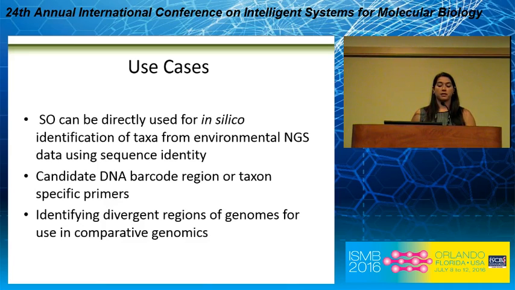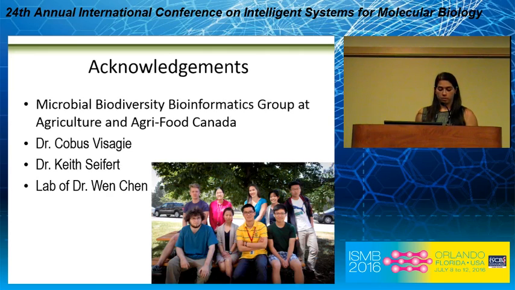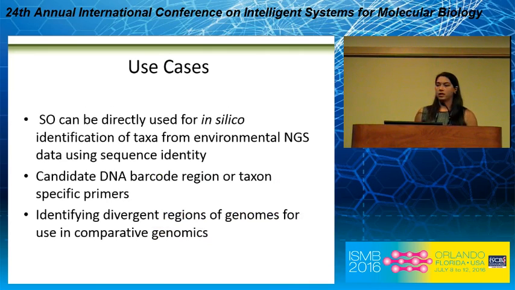We've also been able to detect candidate DNA barcode regions for taxon groups and assist with taxon-specific primer and probe generation for diagnostic assays. Most recently, we've been approached about using AODP to identify divergent regions of the genome for comparative genomics. We've been able to design primers that are able to detect closely related genomes.